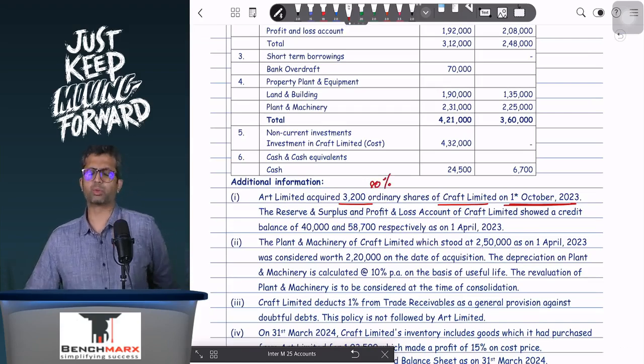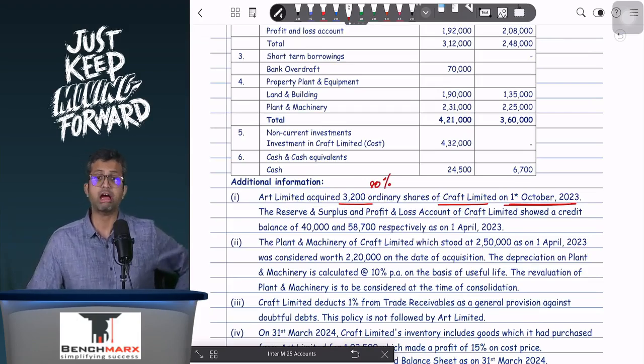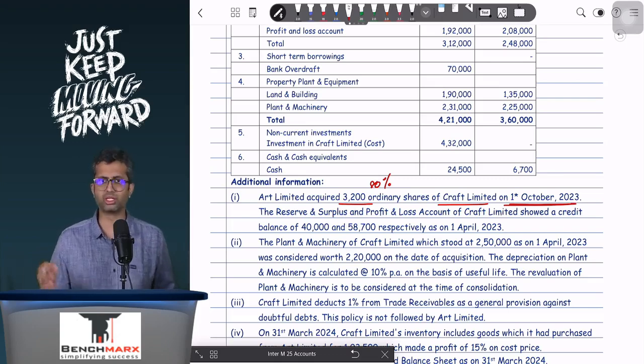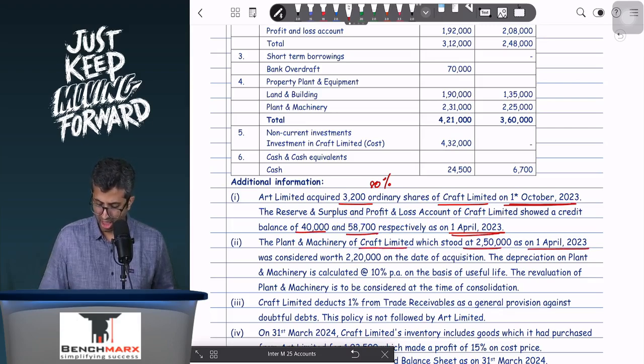So at the start of the question, you will mention that Art holds 80% stake, 20% stake is held by minorities. Date of acquisition is 1st October 23 and date of consolidation is 31st March 24. The reserve and surplus showed a credit balance of 40 and 58,700 on 1st April, that is at the start of the year. The plant and machinery of Craft, which stood at 2,50,000 on 1st April 23, was considered worth 2,20,000 at the date of acquisition.